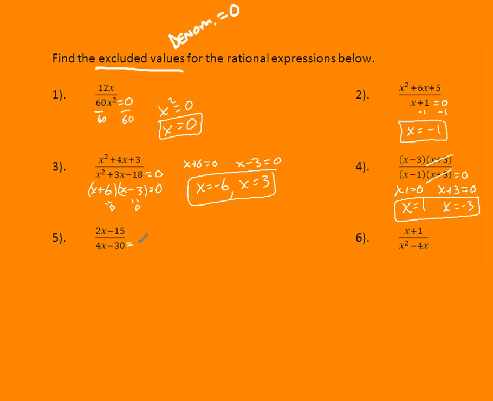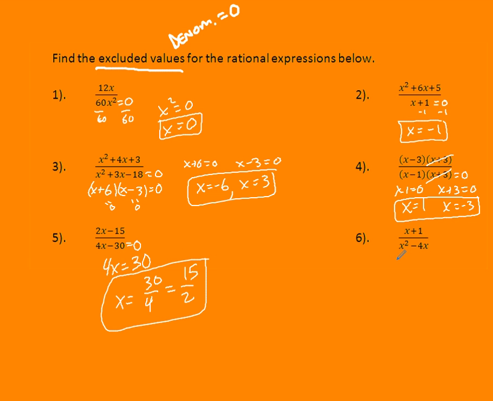Number 5, setting this here equal to 0. When I set this here equal to 0, 4x minus 30 equals 0. Add 30 to both sides to get 4x equals 30. And then divide by 4. So x equals 30 over 4, which simplifies into 15 over 2. The excluded value is 15 halves.